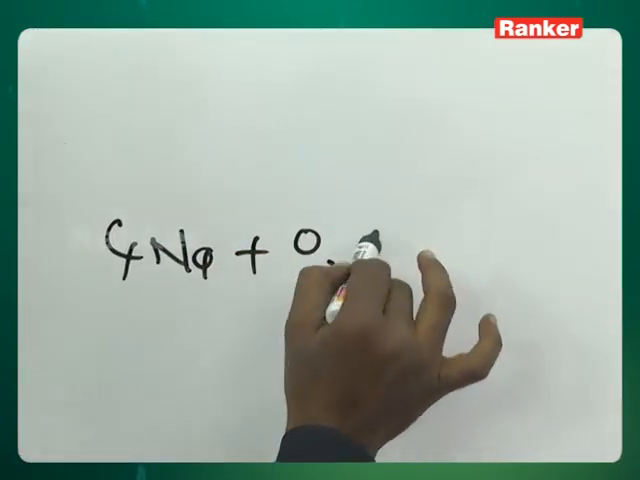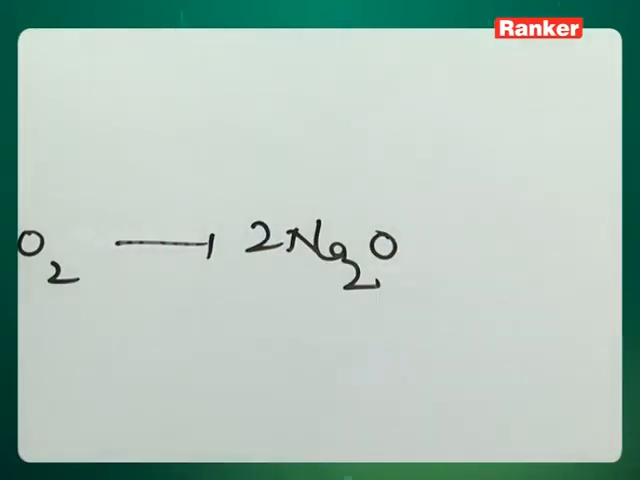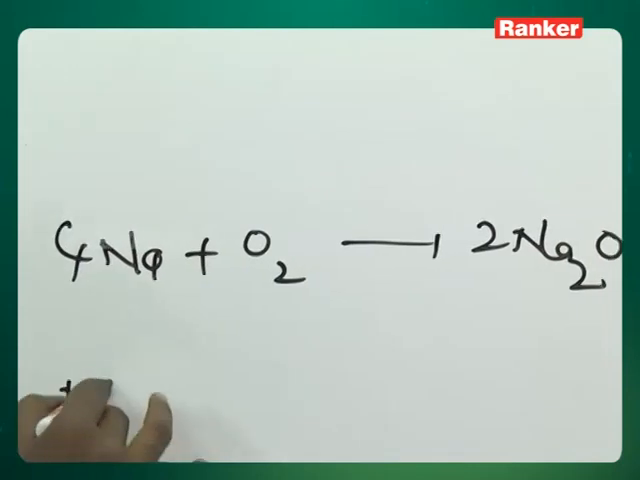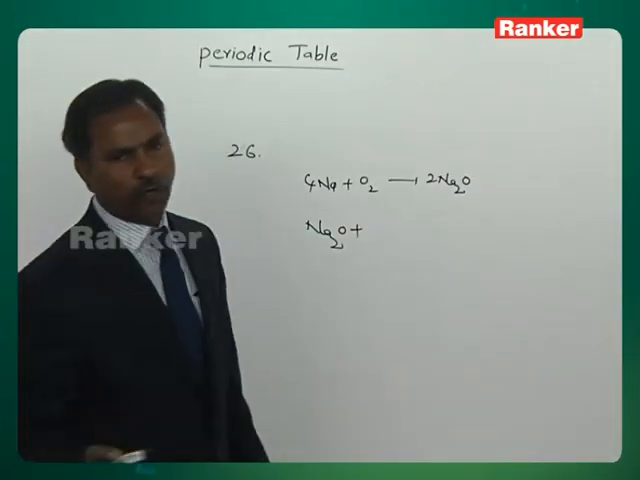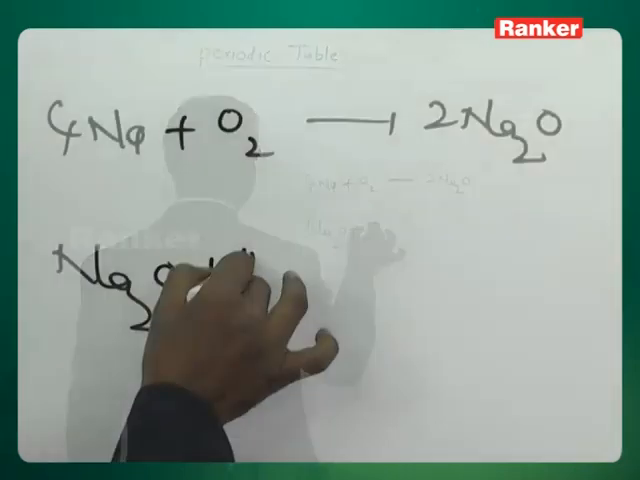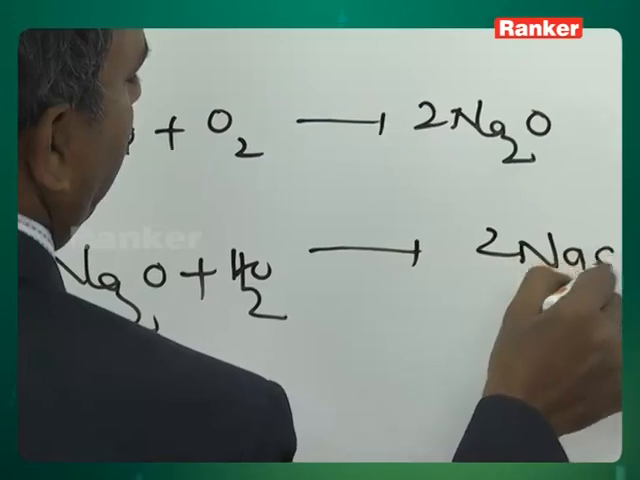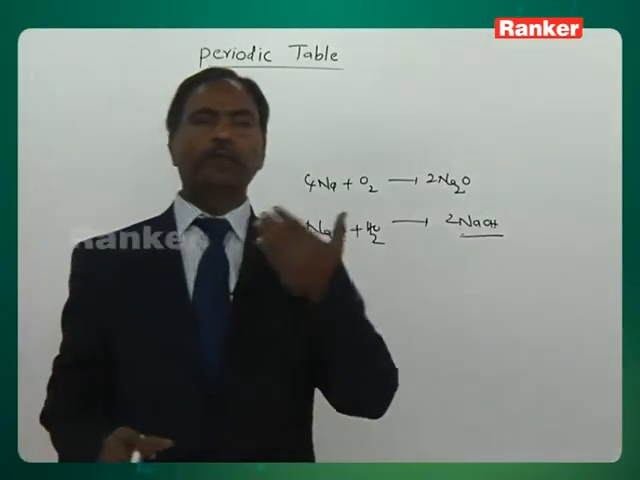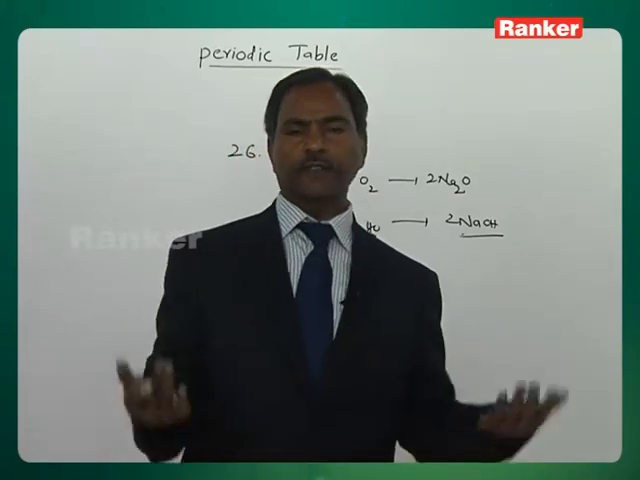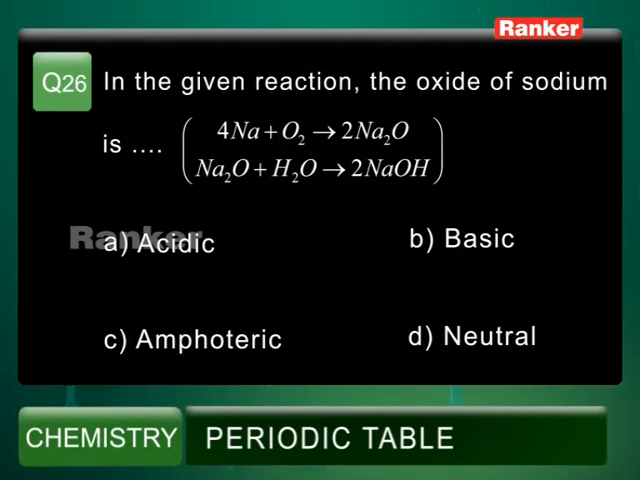4Na, sodium in air, gives sodium monoxide. This sodium monoxide, Na2O, is treated with water. What do you get here? Sodium hydroxide. Sodium hydroxide, well known to us, is a basic compound, basic in nature. That way, a solution of sodium hydroxide is perfectly basic. Therefore, the 26th answer is B.